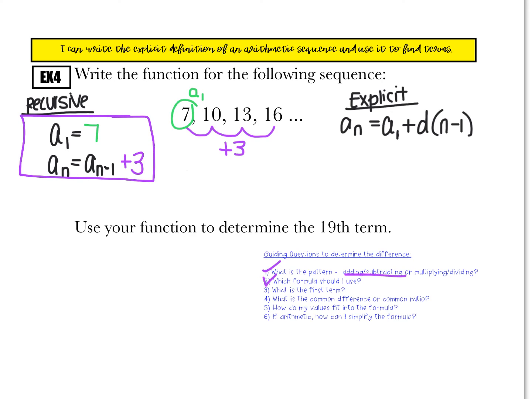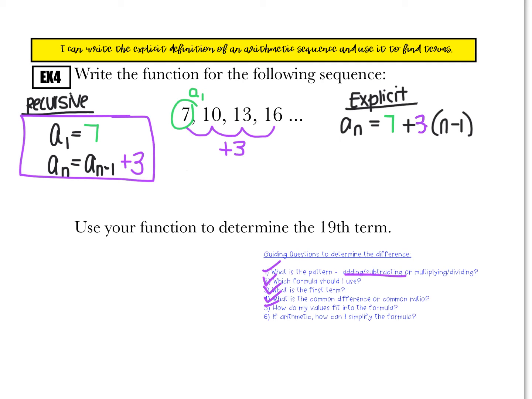Now over in the explicit, I'm going to have to replace my a sub 1 and my d. So I'm replacing a sub 1 and I'm replacing d. So again, a sub 1 is 7 and d is 3. So they're saying the same thing, they're just in two different forms. So I found my first term, found the difference, and I fit them into the formula.